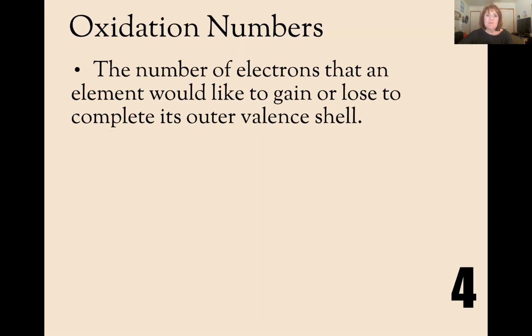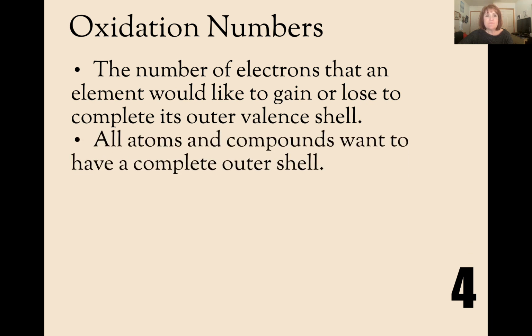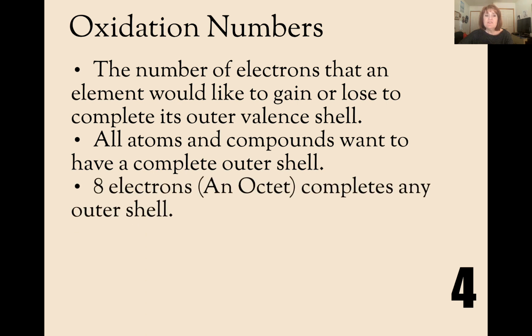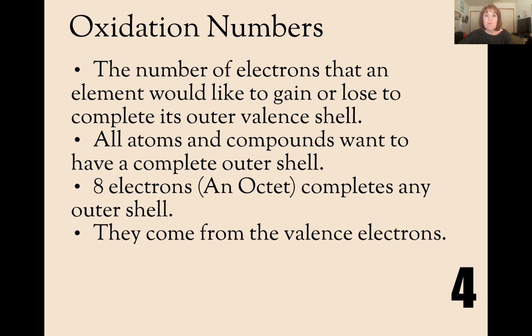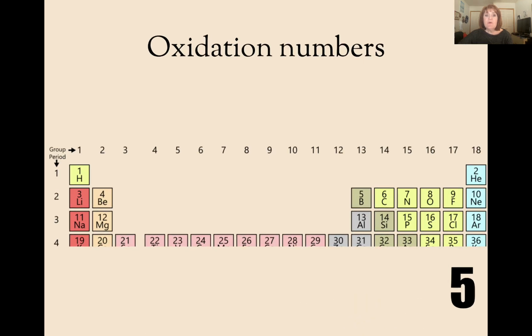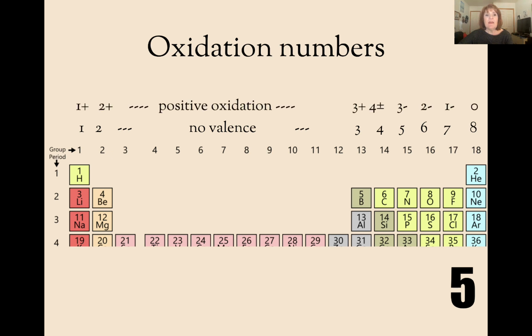So oxidation numbers are the number of electrons that an atom would like to gain or lose to complete the outer valence shell. And all atoms want a complete outer shell, and it's called an octet because 8 electrons will complete any outer shell. And they come from the valence electrons. So you already have the group numbers and you already have the valence numbers, and hopefully you can add the oxidation numbers. The oxidation numbers go above the valence and come from the valence in a sort of way.